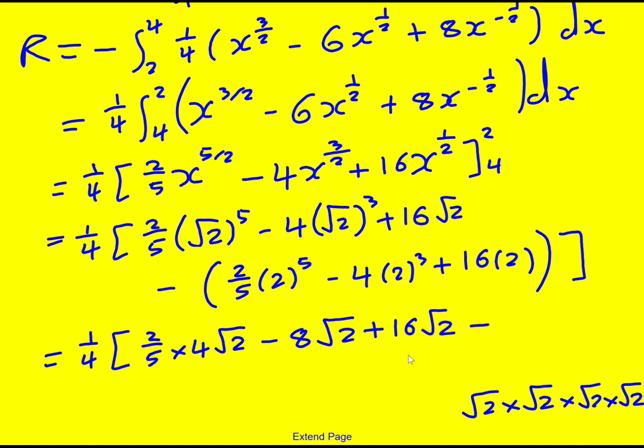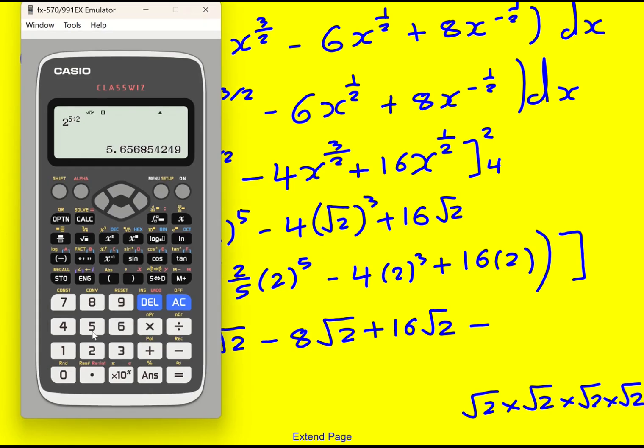And I think we get away with using a calculator for the 4 bit. So 2/5 times 2 to the 5 minus 4 times 2 cubed, which is actually just 8, plus 16 times 2, which is 32. This gives 64 over 5.